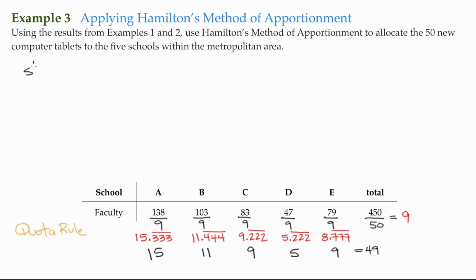His first step, I'll just write it here, step number 1 was to go ahead and find the standard divisor, which we did in example 1, and our standard divisor is 9. His second step was then to find the standard quota. I'm just going to write it as SQ, and of course we did that for each one. The standard quota here is in red, the standard quota for B here, 11.444, so we did that for each one. Of course, when we followed the quota rule and added them all up, we were left over with 1 extra tablet.